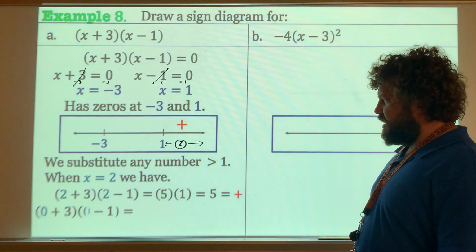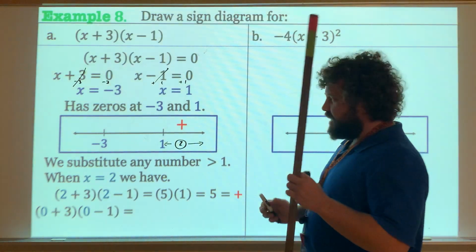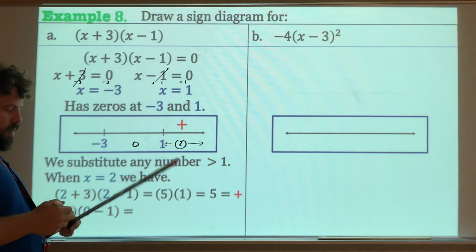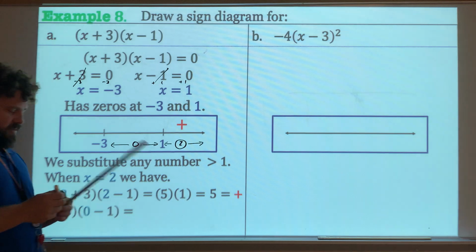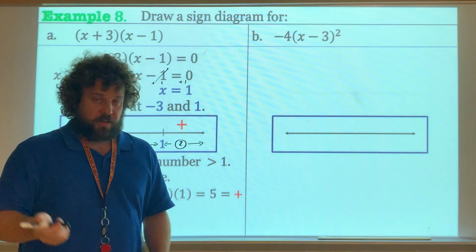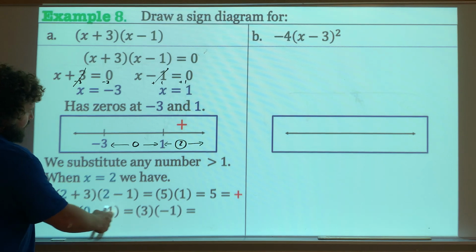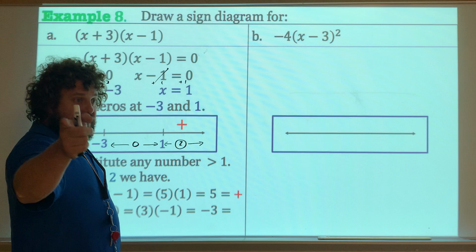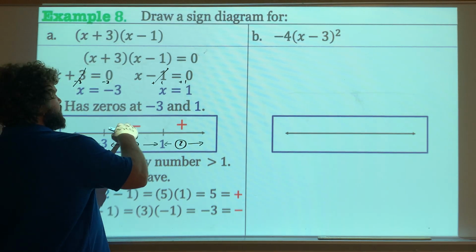All right, what do you think you do next? Now you're going to substitute any number between negative 3 and 1. Anytime I have a chance to pick 0, I like to do that, because whatever number you pick between these two is going to represent the sign that all the numbers fall in. So I pick 0. 0 plus 3 is 3. 3 times negative 1 is negative 3. That is a negative sign. So every number between negative 3 and 1 is negative.